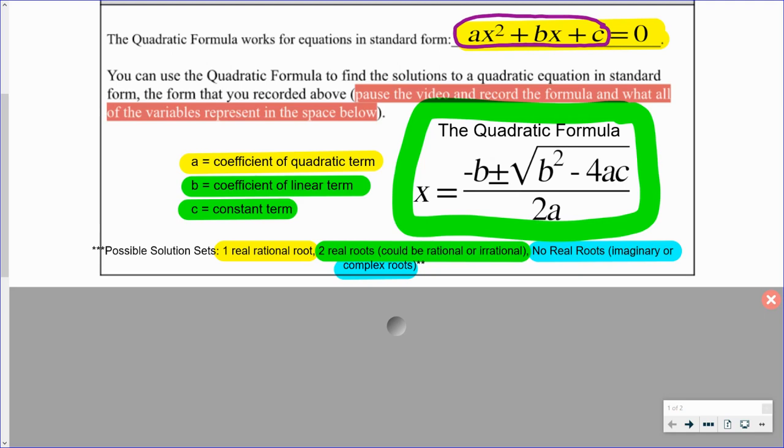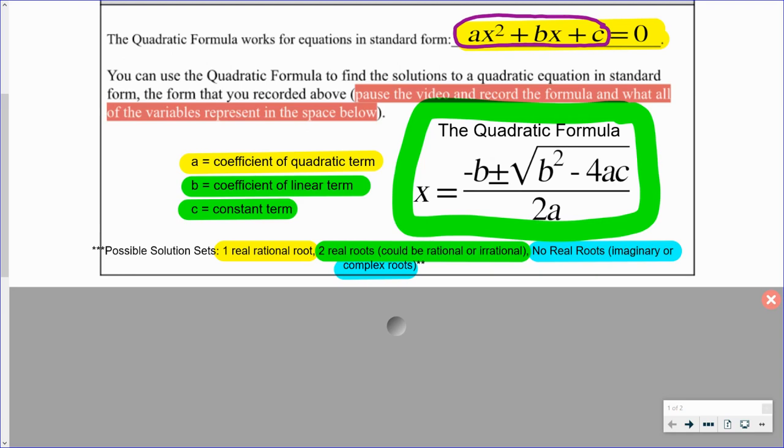You could get two real roots, which could be irrational or rational. And we'll talk about what irrational roots are in this video. This is a scenario where the parabola hits the x-axis at two distinct points. And then it's also possible that you'll get no real roots, or what we call imaginary or complex roots. We haven't learned imaginary or complex roots yet, but graphically, this is when the graph of the parabola does not hit the x-axis at all.